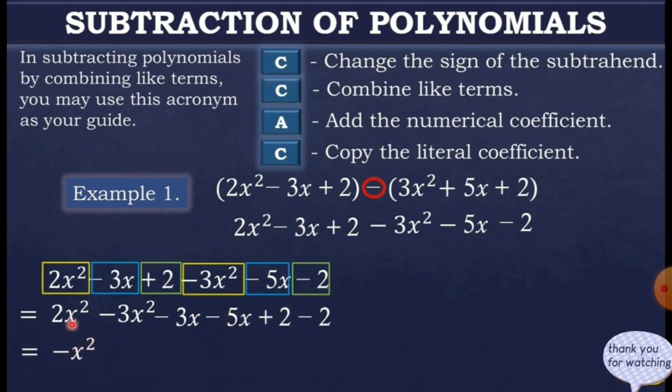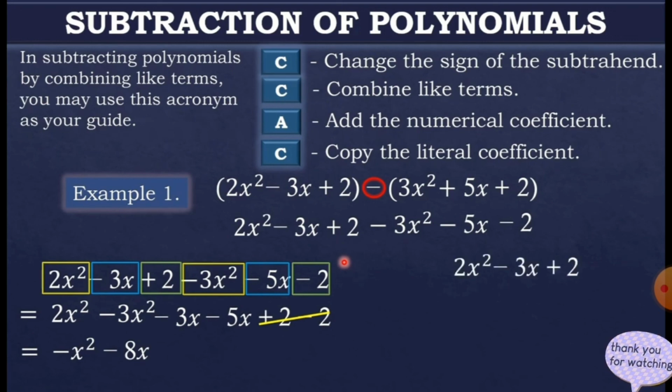So, 2x squared and negative 3x squared magiging negative x squared, kasi hindi magkatulad yung sign, so subtract. Then, ito, magkatulad yung sign, negative 3x and negative 5x magiging negative 8x. Yung the constant, they will become 0 since they have different sign. Okay, so that's the answer. Negative x squared minus 8x.